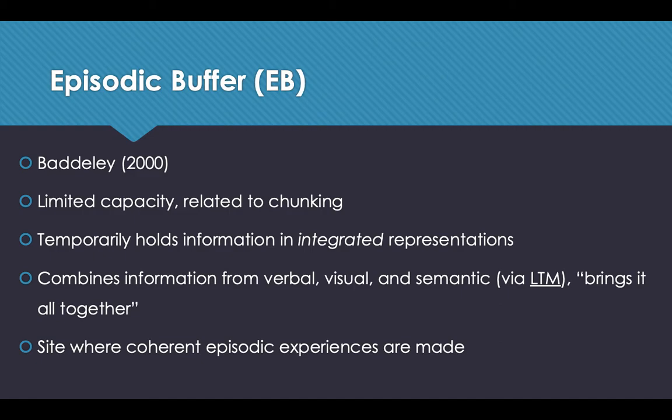So a few things to note. It again has a very limited capacity, but this does kind of relate to chunking. The episodic buffer also temporarily holds information in integrated representations. So the episodic buffer tries to represent information in a coherent or cohesive way, not as individual pieces or chunks, if you will. The episodic buffer also combines information from verbal, visual, and semantic sources, all using your long-term memory. So using your prior knowledge and long-term memory, the episodic buffer is able to really bring it all together.